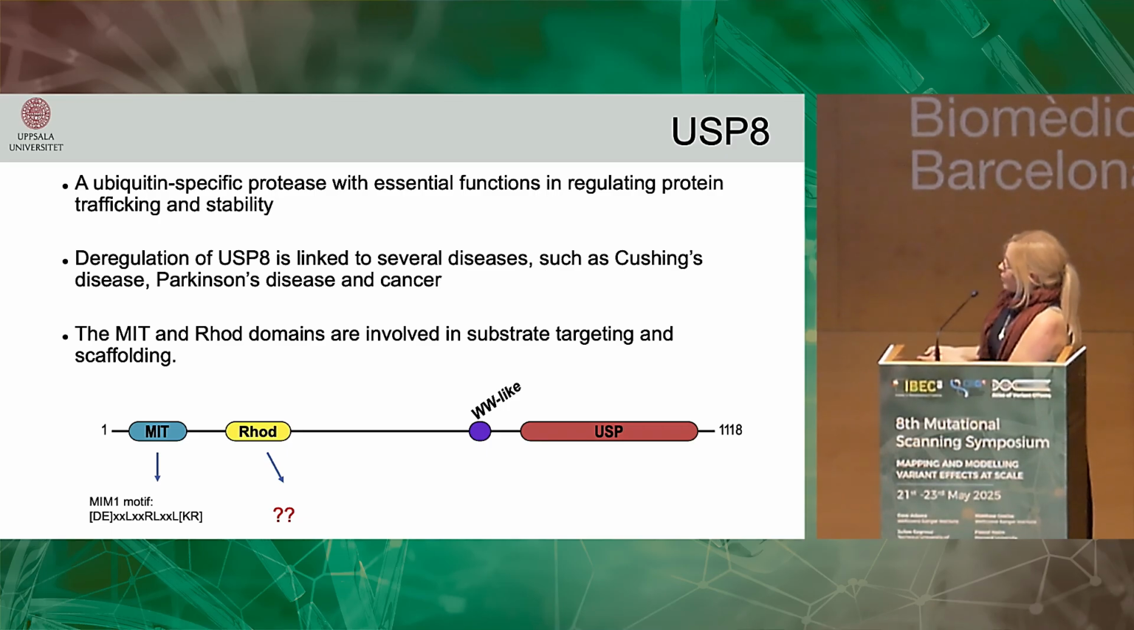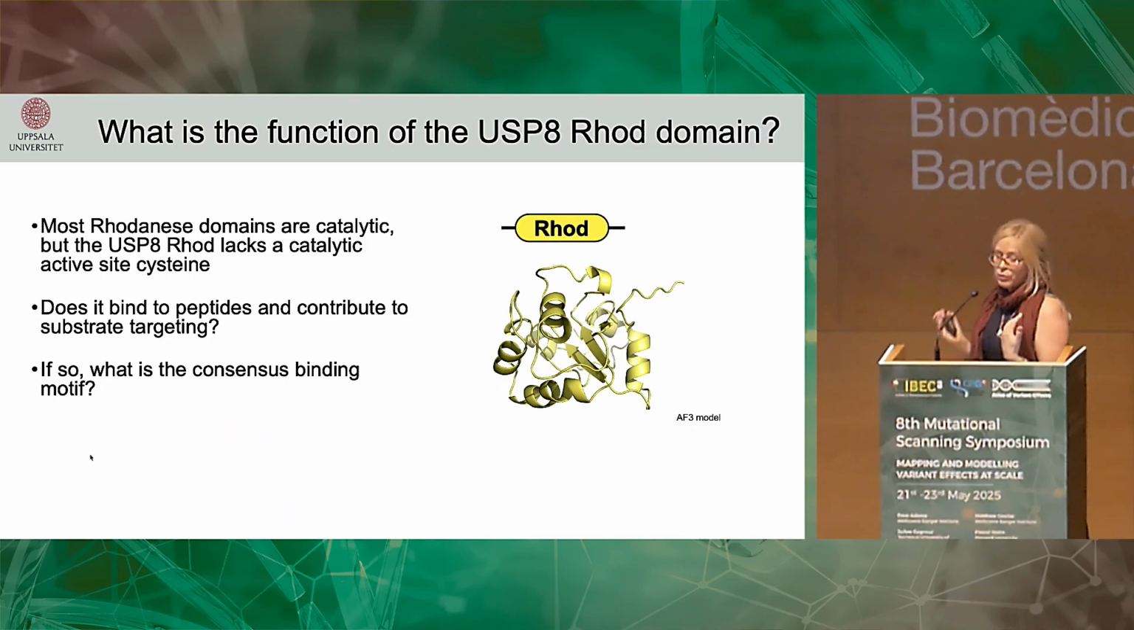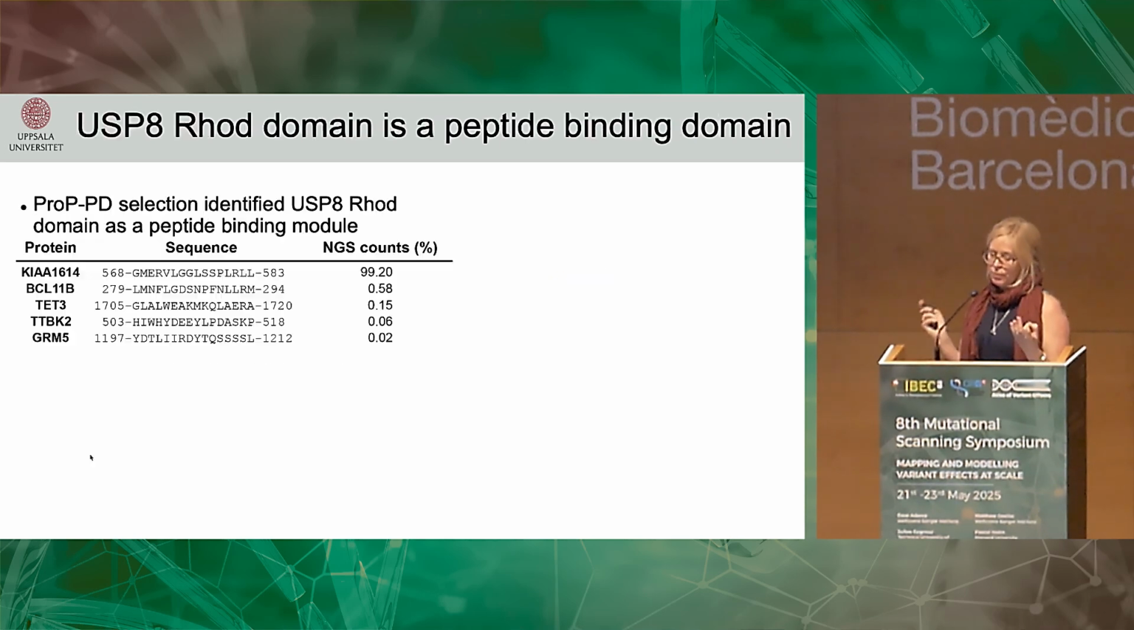But our question was really about the rhodanese domain. What is it up to? It had been described to bind to proteins, but it was not really clear what it was doing. So Emily produced this protein, the rhodanese domain, which I forgot to say is normally catalytic, but this one is lacking a catalytic cysteine. The question she asked was, does it bind to peptides? And if so, what is the consensus binding motif?